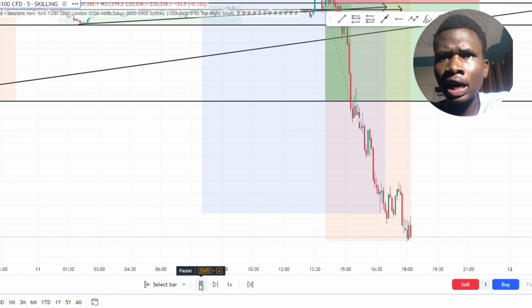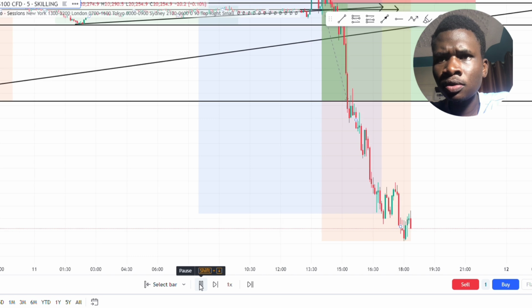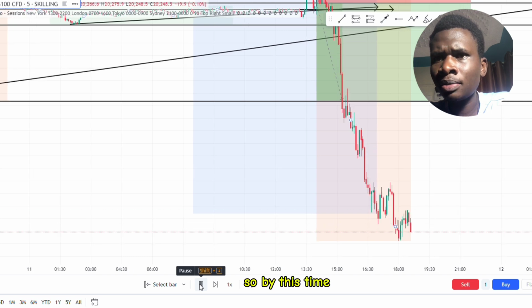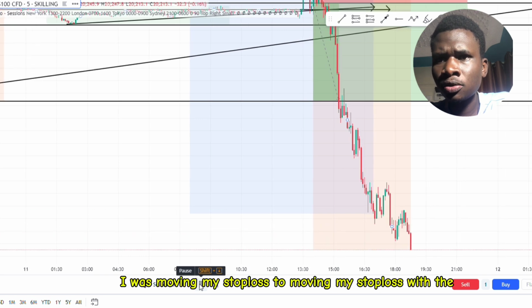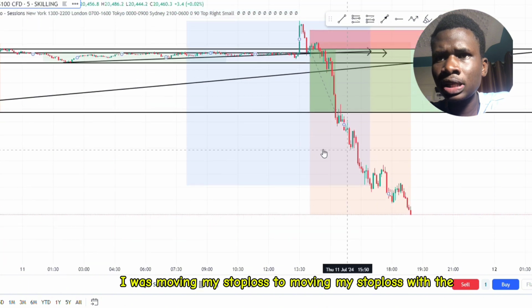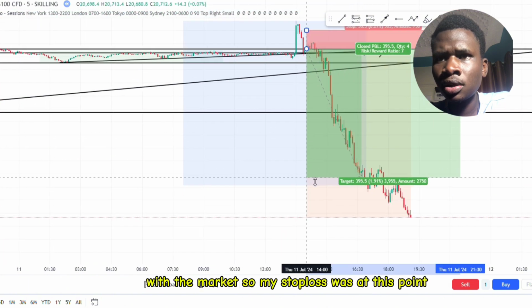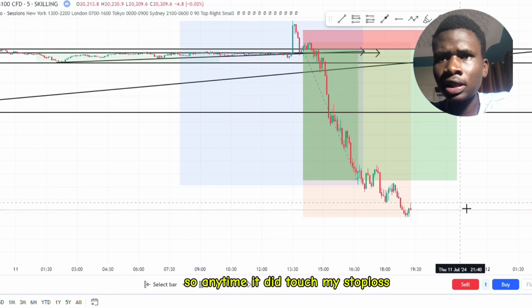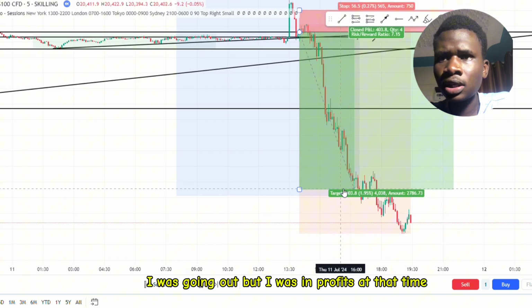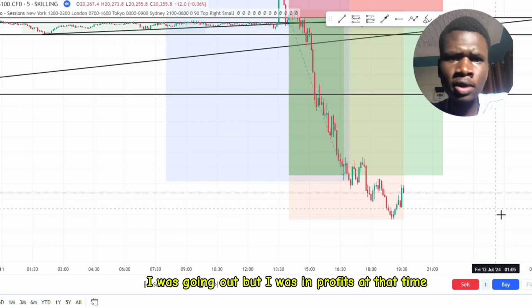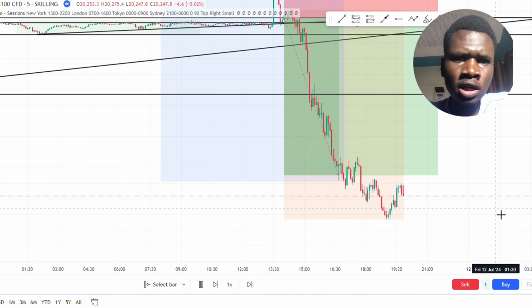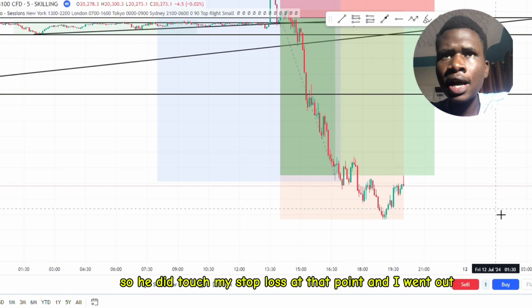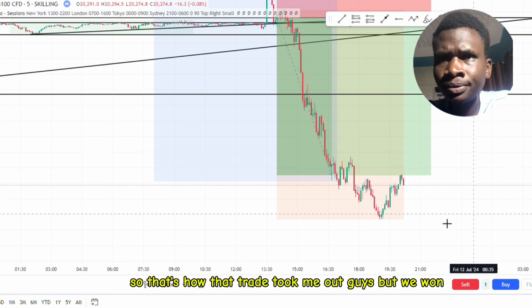So by this time I was moving my stop loss with the market. My stop loss was at this point. So anytime it did touch my stop loss, I was going out, but I was in profits at that time. It did touch my stop loss at that point and I went out. So that's how that trade took me out, guys, but we won.